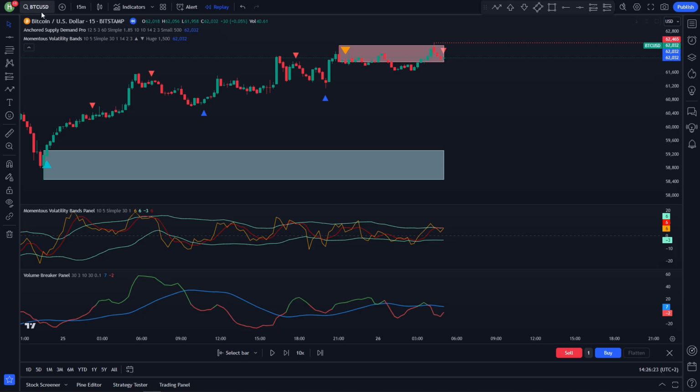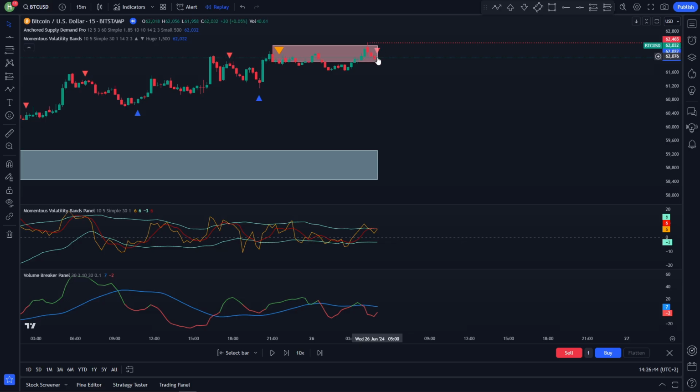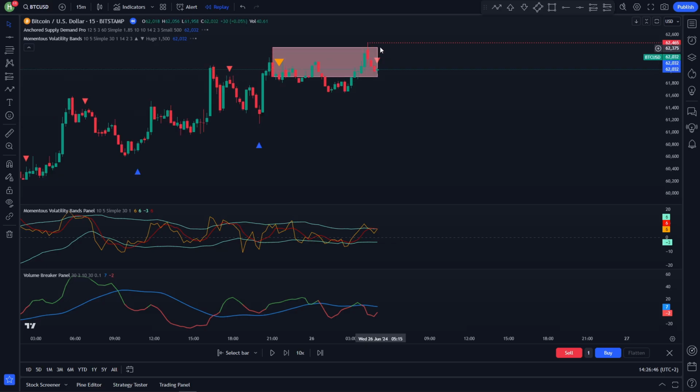For this example, I've selected BTC USD or Bitcoin against the US dollar in the 15-minute time frame. From the chart, we can see price action rejecting away from a tested supply zone, forming a triple top rejection. After the third rejection, we receive a sell signal from the Momentous Volatility Bands. This serves as our second confirmation.